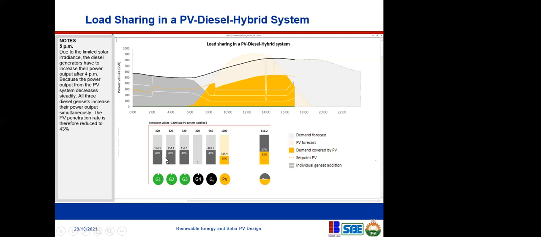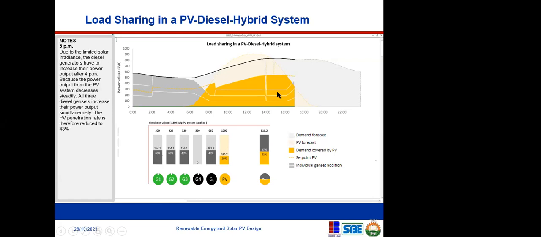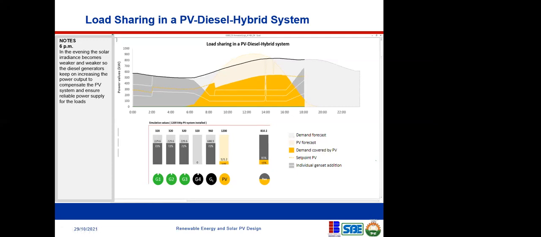So the generator is beginning to take over from the solar system because the sun is now beginning to go down, and the generator is now beginning to take the excess load. They've moved from their minimum loading and started increasing because the sun has started going down. Now this is 6 p.m. The sun is almost going down.